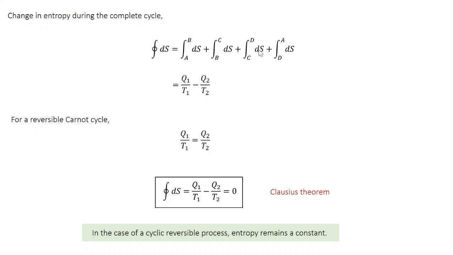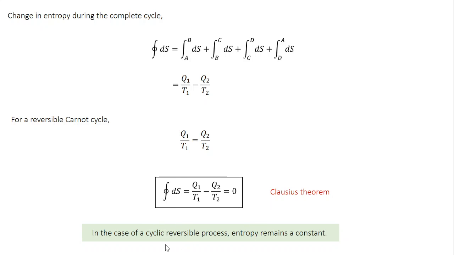And substitute for each of these integrals. So you have closed integral ds equal to Q1 by T1 minus Q2 by T2. But we already know that in the case of a reversible Carnot cycle, Q by T is a constant. So Q1 by T1 equal to Q2 by T2. So if you substitute this result into the previous equation, you get closed integral ds equal to 0.